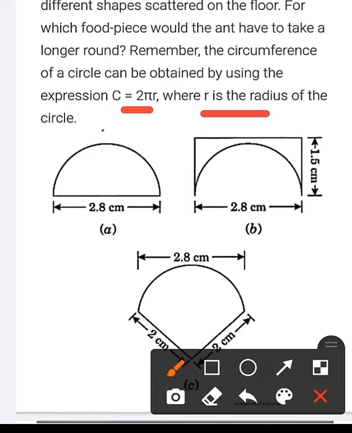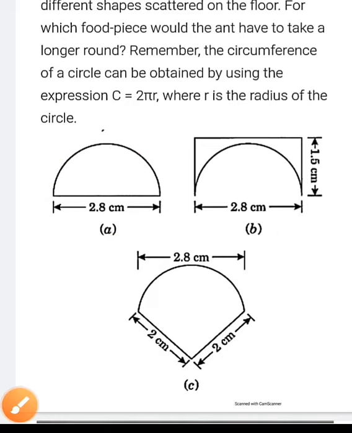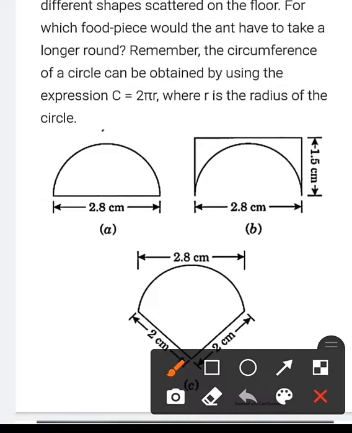Now these are the shapes of the food items. The shapes given here are A, B and C, these are the shapes of the food items. The ant is moving around these food pieces. So for moving around these food pieces, how much does she have to move? That we need to find out. For which food piece would the ant have to take a longer round? That you need to find out.